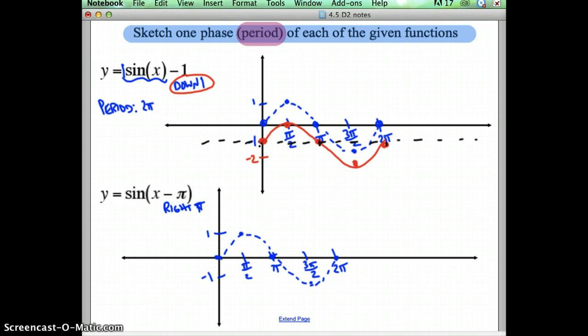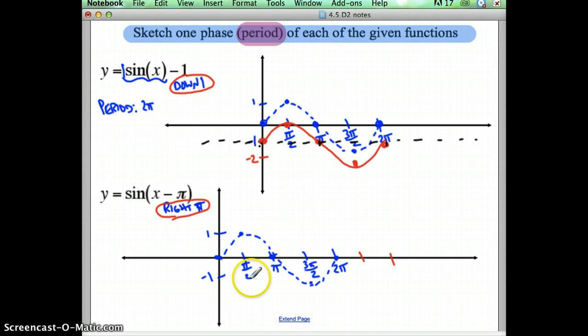Okay, well now what we need to do is shift it to the right pi. Well, how much is pi? It's 2 tick marks, right? Pi is the second tick mark. So we need to shift everything to the right 2 tick marks. So that means we're going to probably need to add on 2 more tick marks.